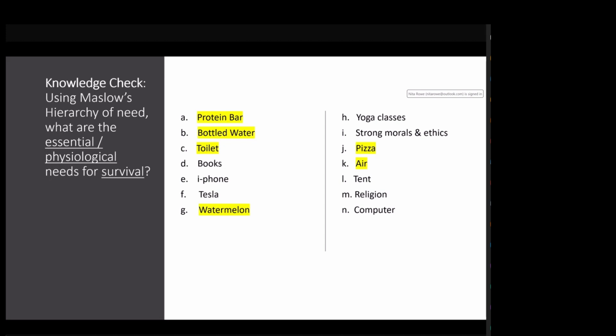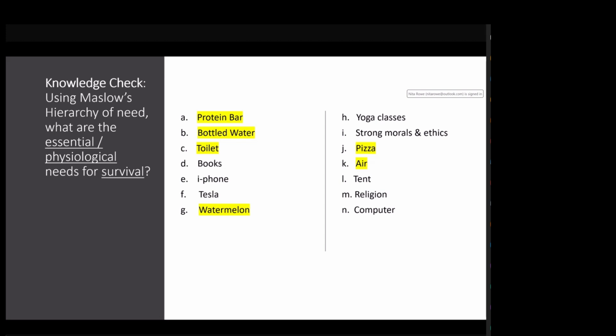Here's what I think. Absolutely need a protein bar. Remember, I underlined physiological need, okay? Physiological need according to Maslow's. Bottle of water. Everybody said yes. Toilet. A couple of you said no. Remember that part of the physiological need under Maslow is excretion or waste, okay? Watermelon, again, is food. Pizza, you need pizza for food, and air, of course, you need.